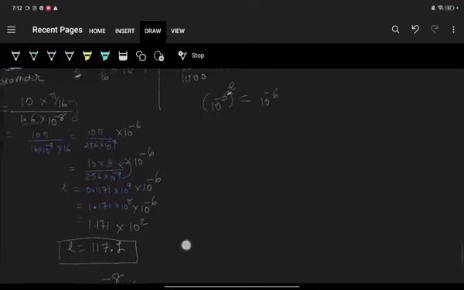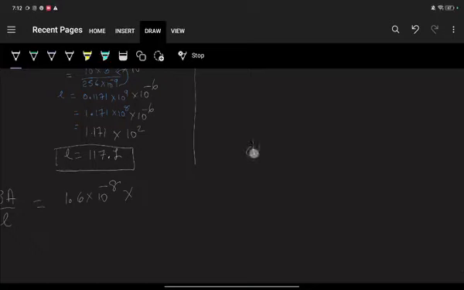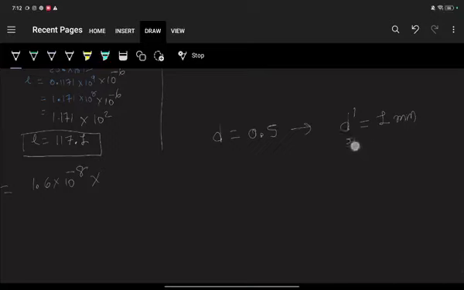Now the new area will be what? So the previous diameter was 0.5. Now it says it gets doubled. That means the new diameter will be 1 millimeter. So the radius will be 1 by 2 millimeter.